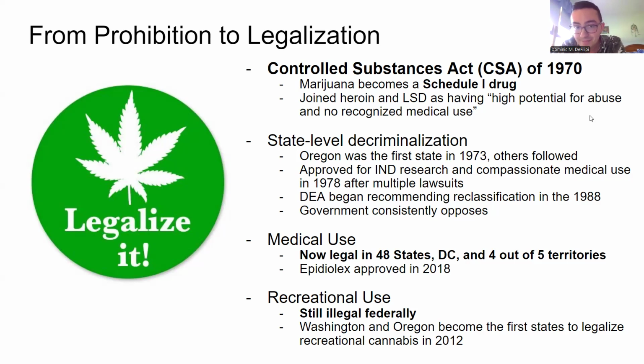However, almost immediately, we had state-level decriminalization. Oregon was the first state in 1973, and others followed. It was approved for investigational new drug research, as well as compassionate medical use, in 1978, after multiple states and attorneys general and other organizations filed lawsuits. And the DEA actually began recommending reclassification of cannabis in 1988. So the government has consistently opposed that, although we have seen some movement more recently. Medically, cannabis is now legal in 48 states, DC, and 4 out of 5 territories. And Epidiolex was also approved in 2018, and of course, Marinol before that.